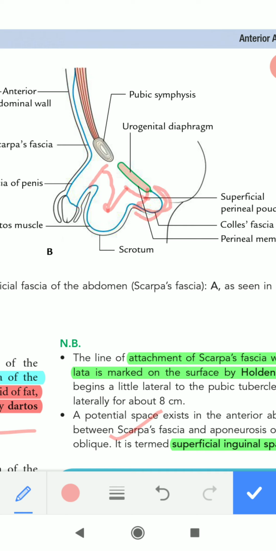Behind Colles' fascia, there is an area known as the ischiorectal fossa. On each side of the anus, there is a fossa that is known as the ischiorectal fossa. Due to the attachment of Colles' fascia, the extravasated urine due to rupture of the urethra cannot go into the ischiorectal fossa.